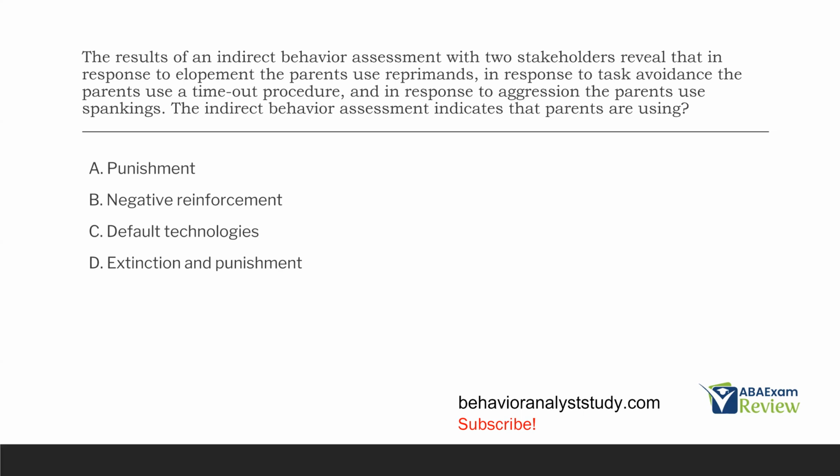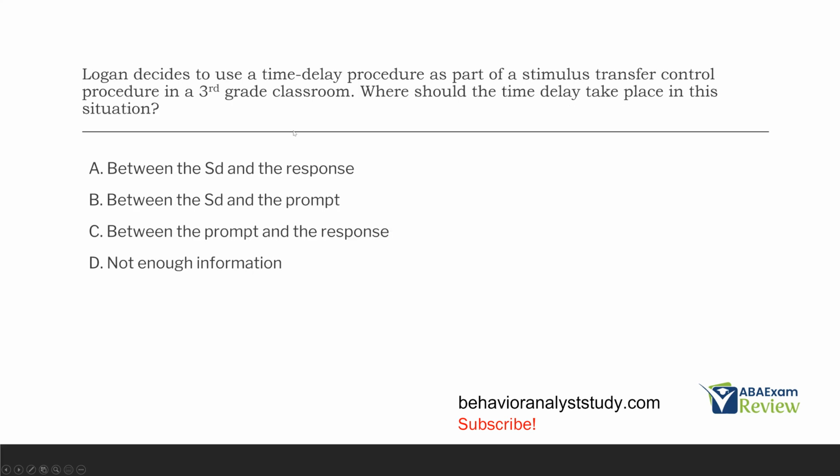These are all default technologies that as practitioners and as analysts, you want to try to avoid in your interventions as much as possible. You should always start reinforcement-based. You should have treatment packages, and you should parent train. They're not using extinction. There's no extinction going on. We can definitely rule that out, right? So the indirect behavior assessment indicates that parents are using, C, default technologies.